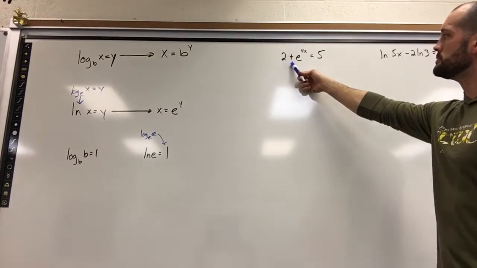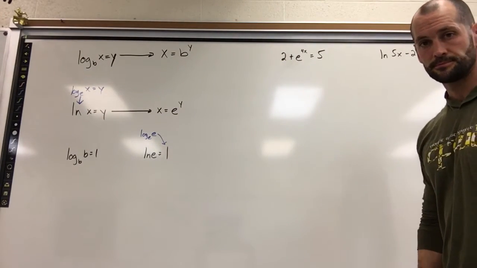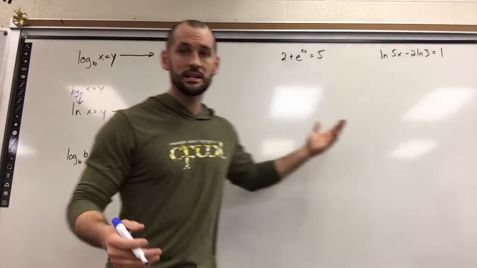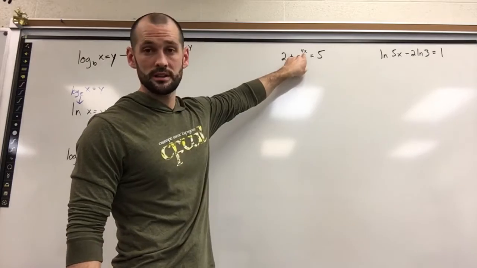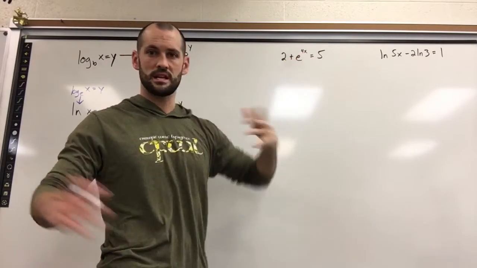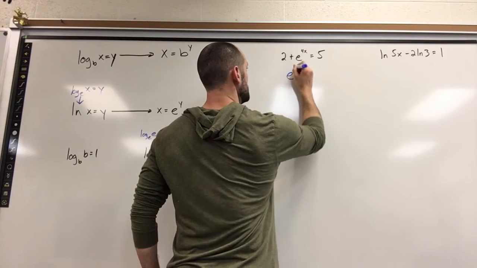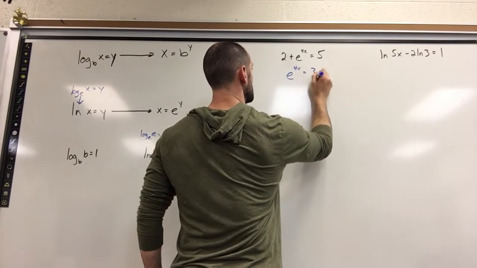So I have 2 plus e to the 4x equals 5. Get e alone. Get e alone. And again, why are we getting e alone? Because it has the exponent that contains my variable. Same way you would do if it was normal. So I'm going to subtract the 2. I get e to the 4x equals 3.